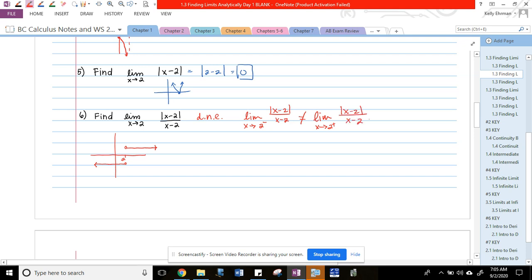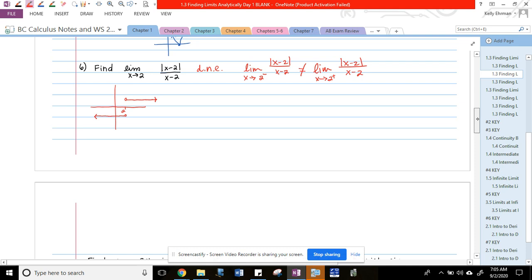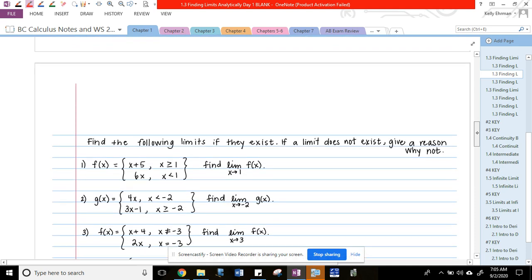So the math right now is not hard, but it's more the notation and what you have to write and not forgetting those things. All right, so number 6, that limit does not exist.